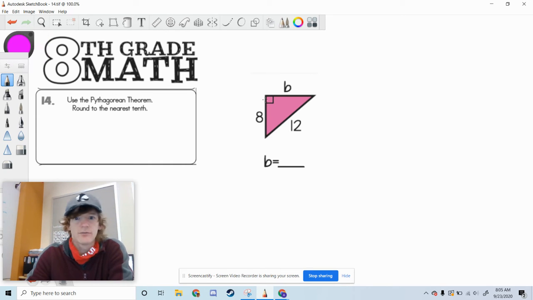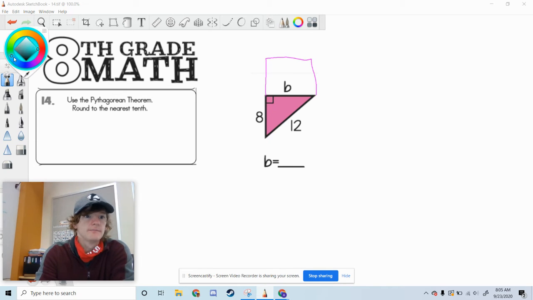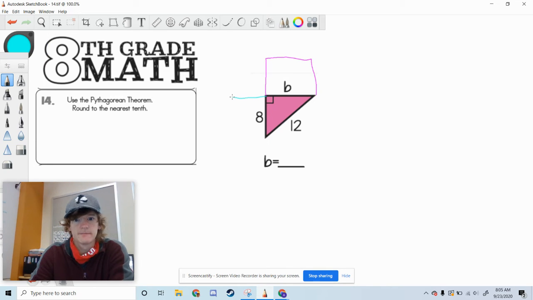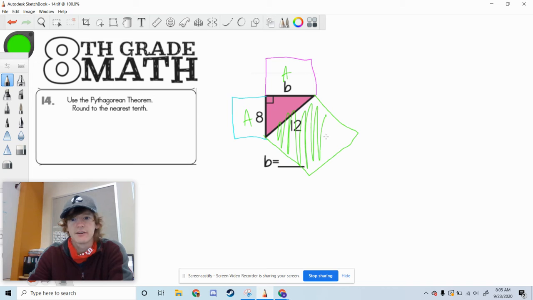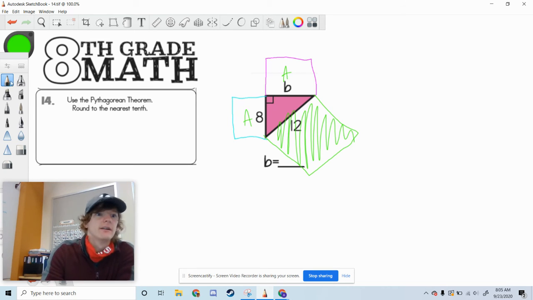And it says that if we have a right triangle that has a 90-degree angle here, this square plus this square equals this square. Meaning the area here and the area here is equal to the area of this square. So if we added the purple and the blue together, we're going to get the green.